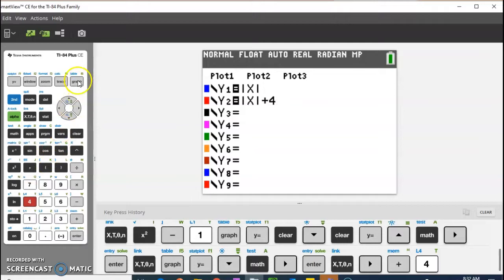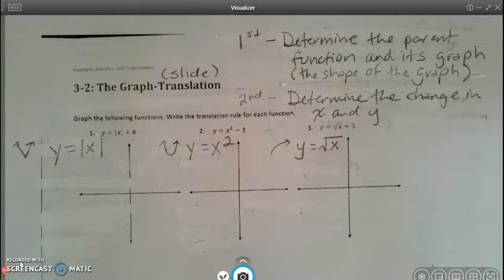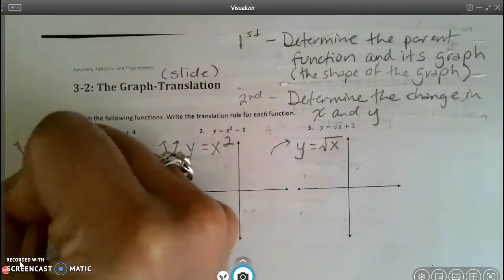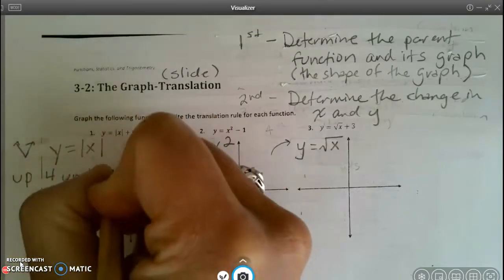I'm going to graph it, and look at that. It moved the graph up 4 units. It didn't move it left or right at all. It simply moved the graph up 4 units. So determining the change in x and y, the graph moved up 4 units, which affects the y.